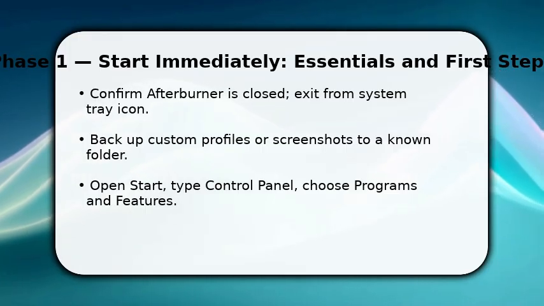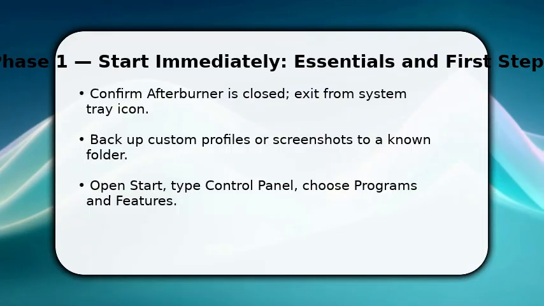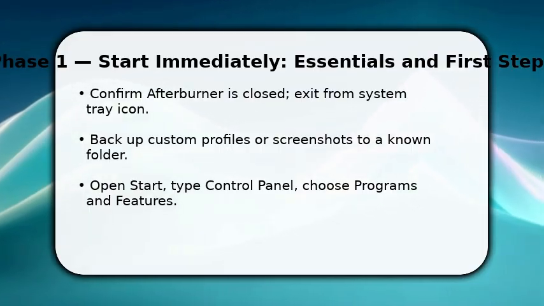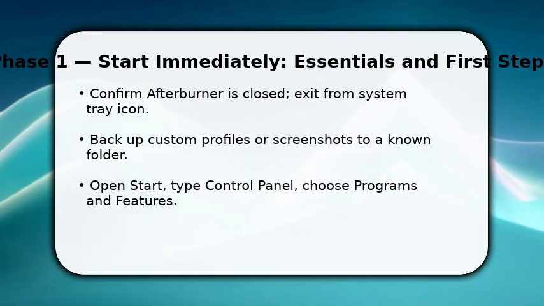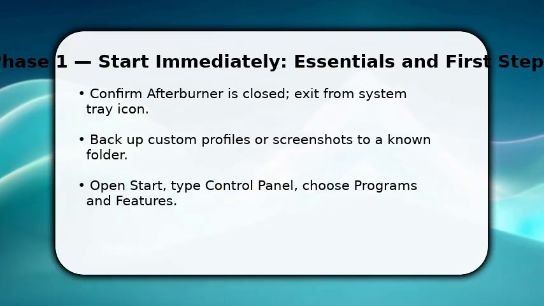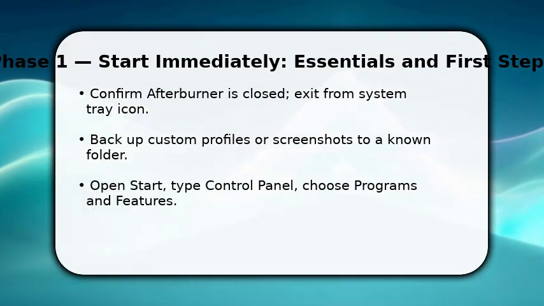Then open Control Panel, go to Programs and Features, and locate MSI Afterburner in the list. This method uses Windows' built-in uninstaller. It's reliable because it removes registered components and updates the system registry. Once there, you're ready to begin the actual uninstall.